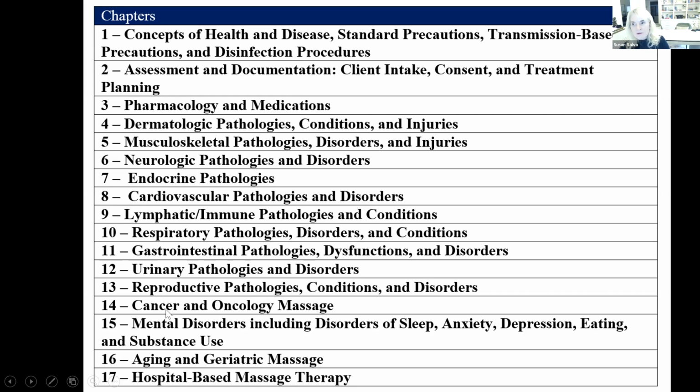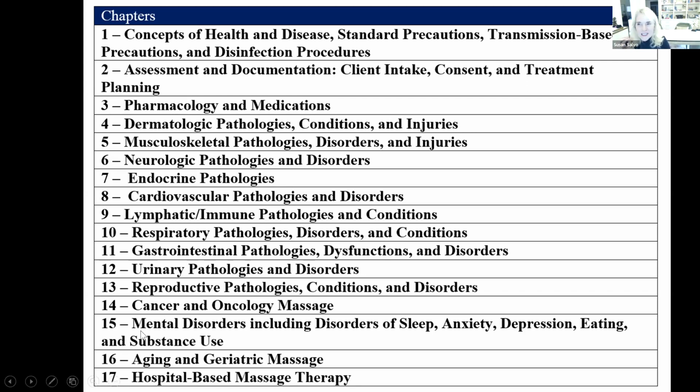But then we get to chapter 14. There's an entire section just on cancer as a pathology and oncology massage as a branch of massage. And again, very evidence-based, very practical. So I talk about the treatments, because most of the time you're modifying your massage according to a treatment, not for the cancer. It talks about that.